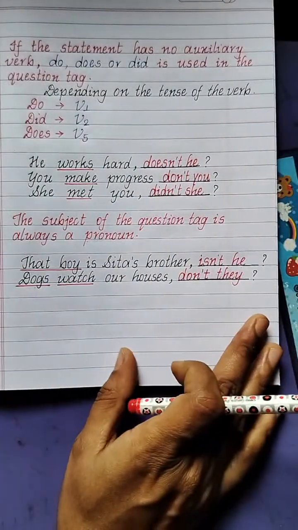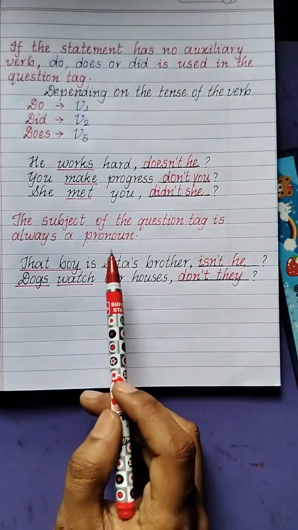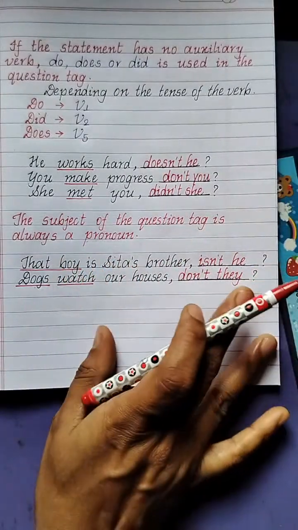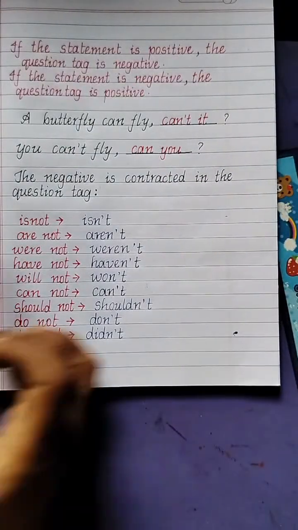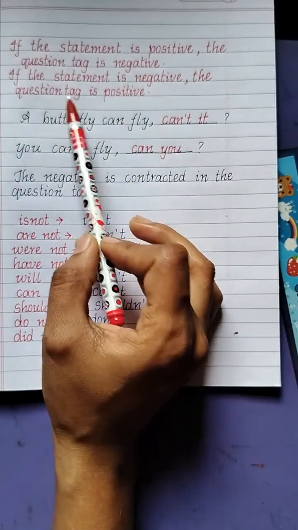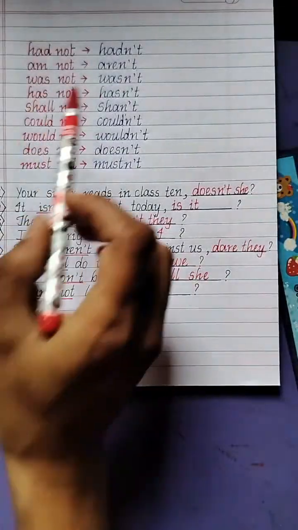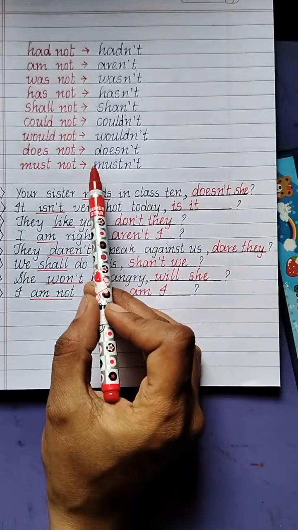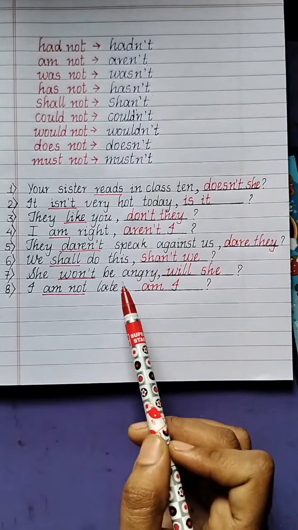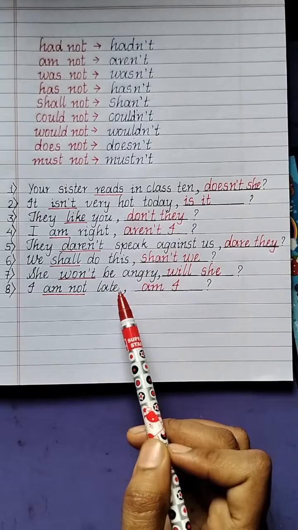These all are for the statement. You can see everywhere the statement has no auxiliary verb. After that, the subject of the question tag changes into the pronoun. Next, if the statement is positive, the tag is negative; if the statement is negative, the question tag is positive; and the short forms. Here also some short forms, and these are some examples I have given over here. Let's read this once. After that, we'll move towards the imperative sentences.